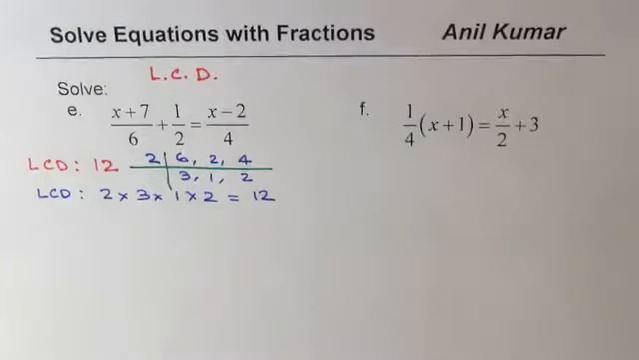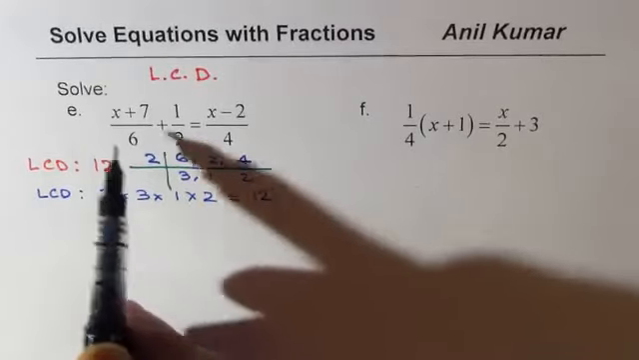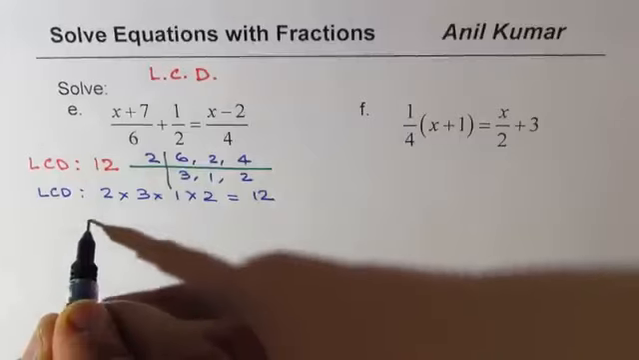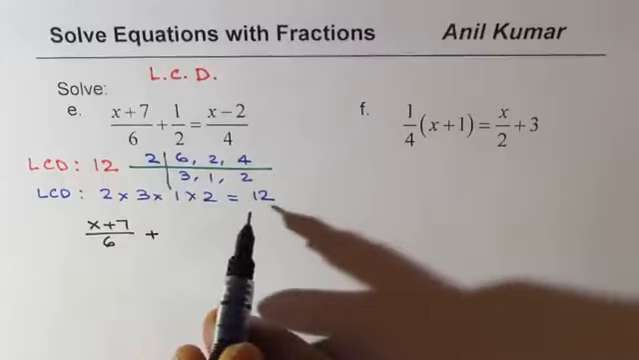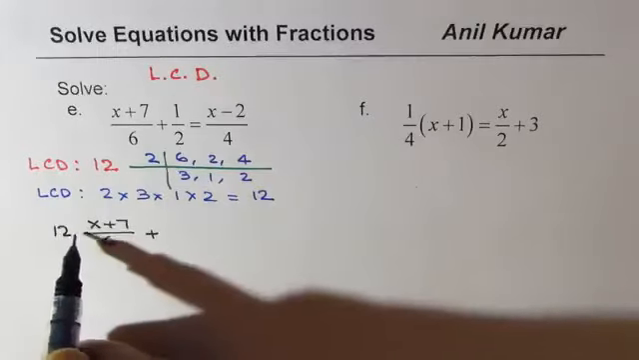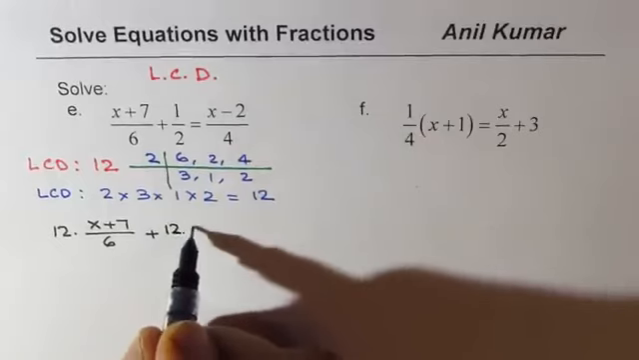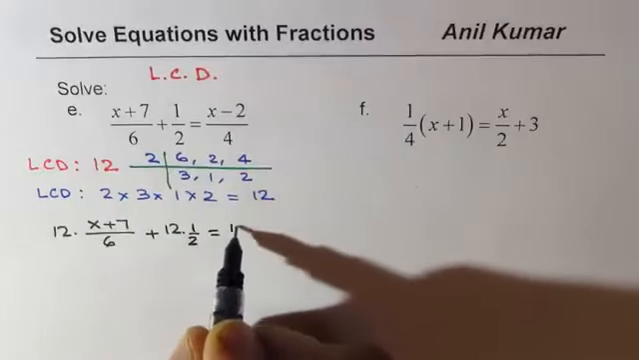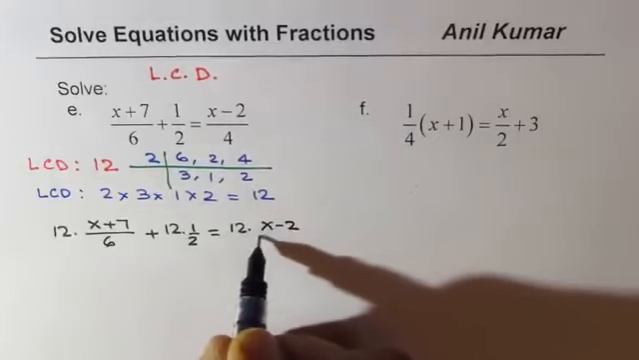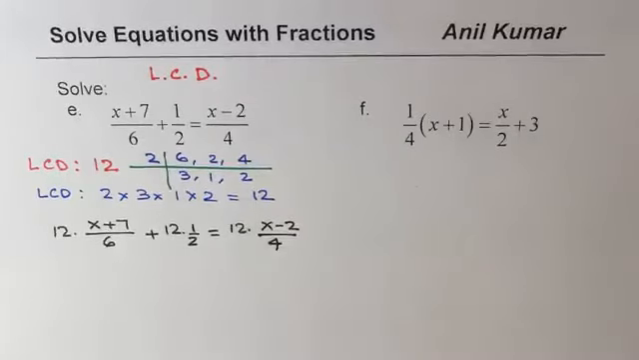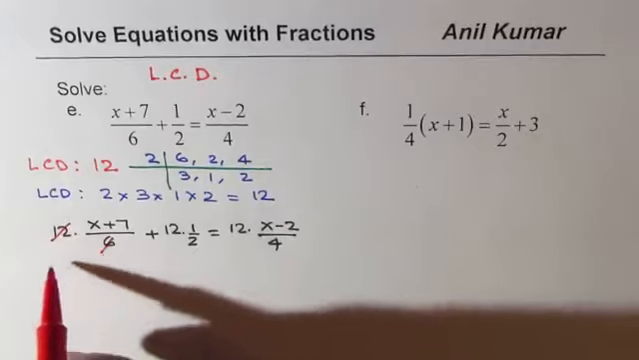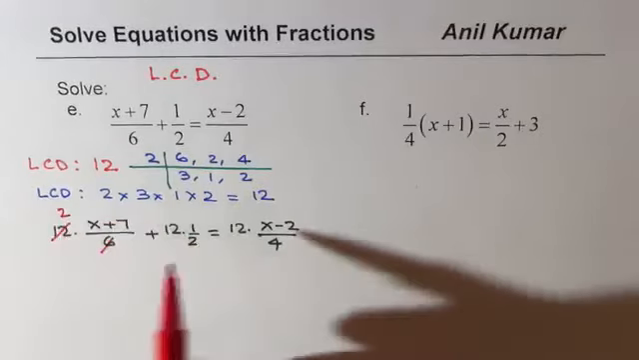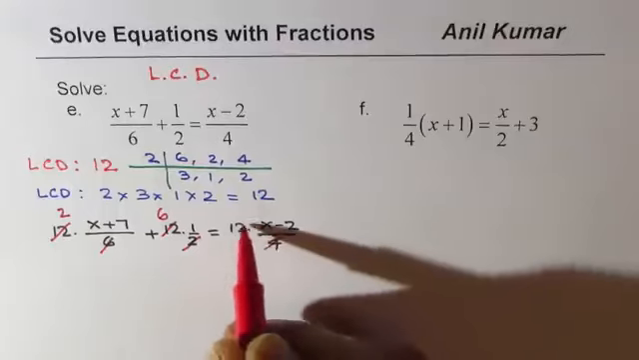So that is the technique of finding the lowest common denominator. Perfect. So once we find that, we have to multiply this number to all the terms. So we have (x plus 7) over 6 plus, so we are going to multiply this by 12. So that is this 12. Now 12 times half equals 12 times (x minus 2) over 4. As expected, all the denominators can now be cancelled with 12. So 6 goes 2 times, 2 goes 6 times, 4 goes 3 times.